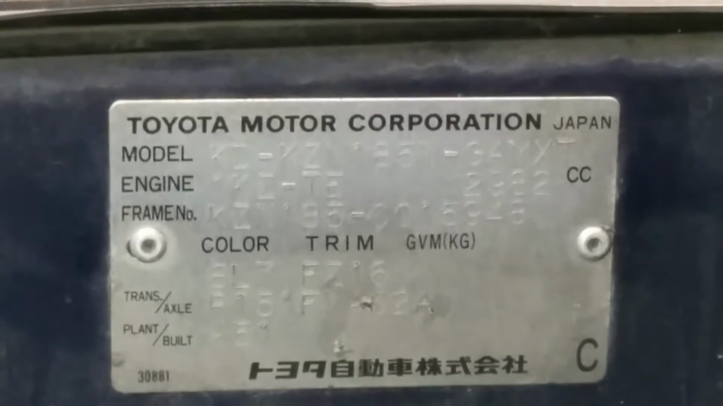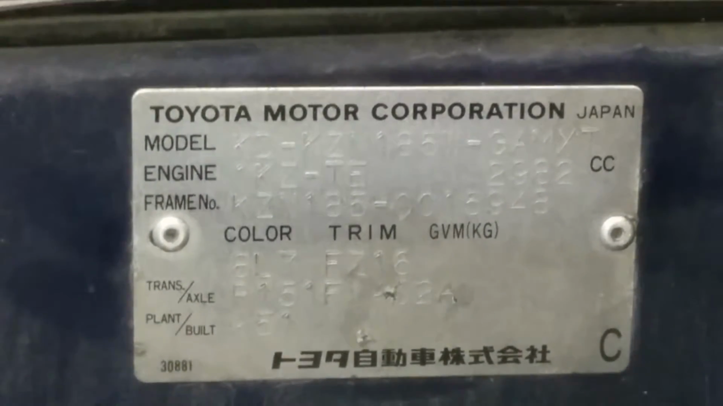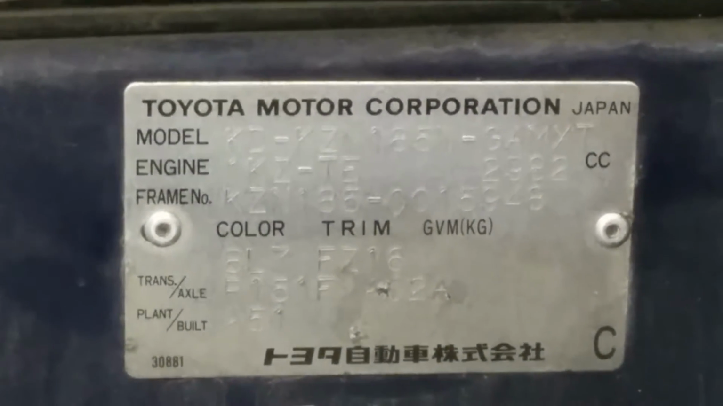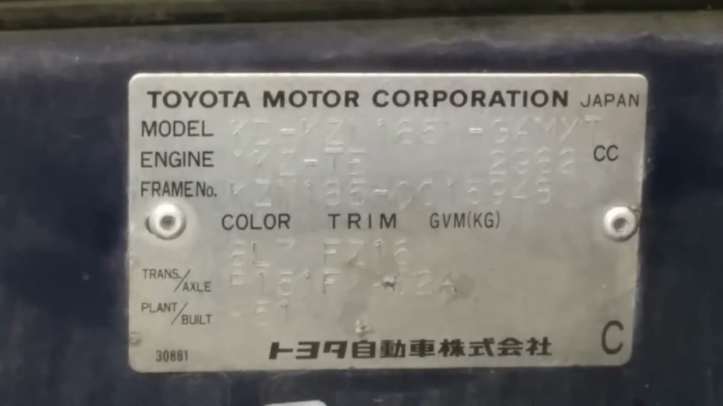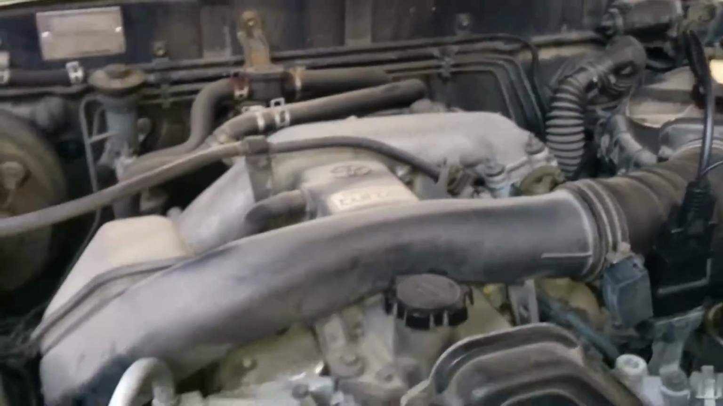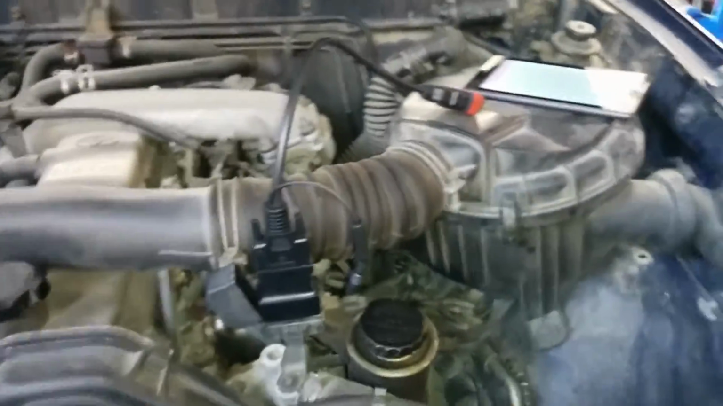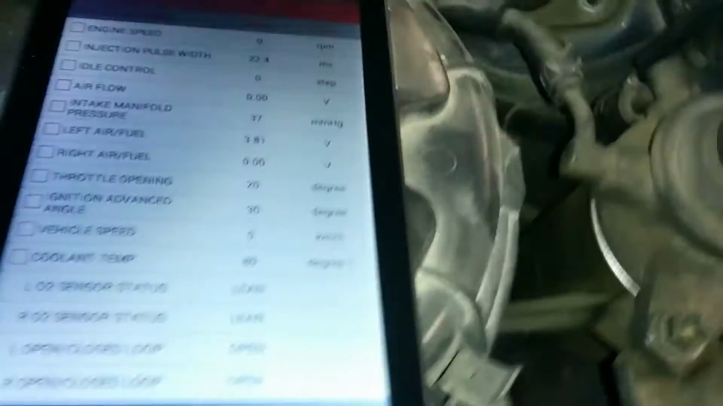Okay, we have here a diesel. It's pretty unclear here, but it's a 1KZ-TE engine in a Toyota Hilux Surf. And we've got it connected here on the iDiag. Let me show you.